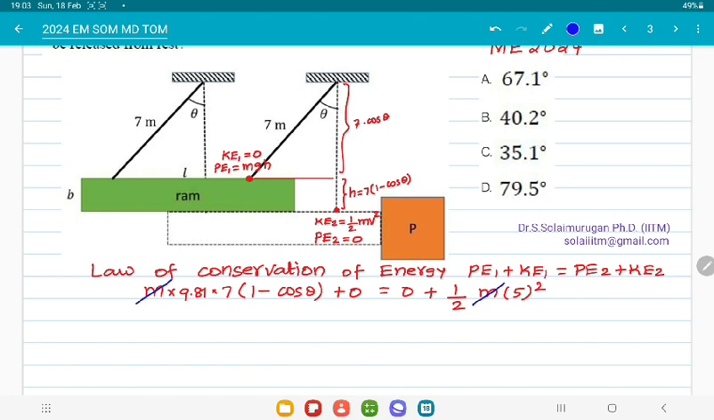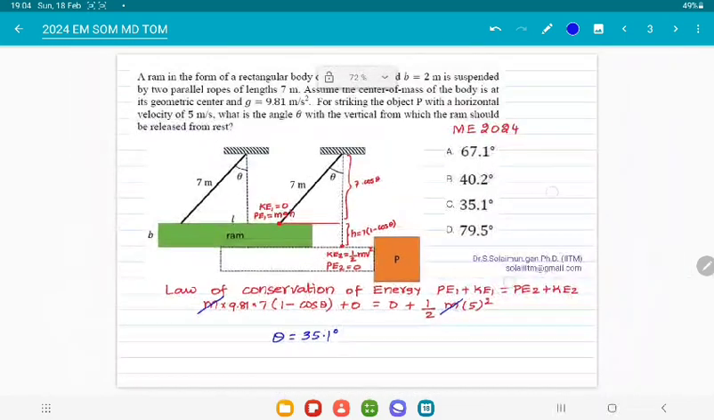Okay, right. So by solving this, only one unknown is there, theta. So by solving this, theta is equal to 35.1 degree. Directly we can get it. Okay, right. Next question.